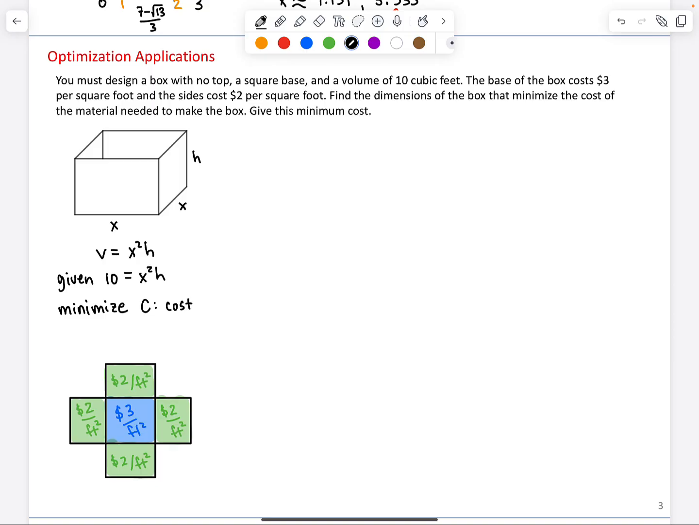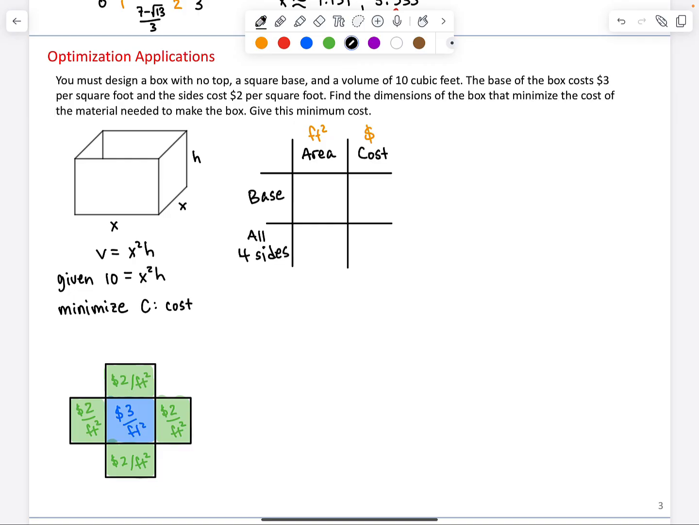So I'll use a table to organize the costs for each portion. I want to keep track of the area measured in square feet, and then the total cost measured in dollars, for the base as well as for all 4 sides, since the 4 sides are all equal. Now the base has dimensions x by x, so its area is x squared. Each side has dimensions x and h, so the area of each side is x times h, and there are 4 of them, they're all equal, so we get 4xh as the area of all 4 sides.